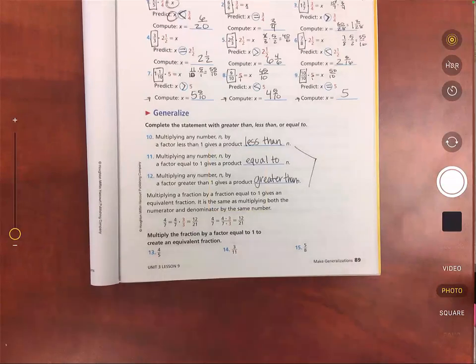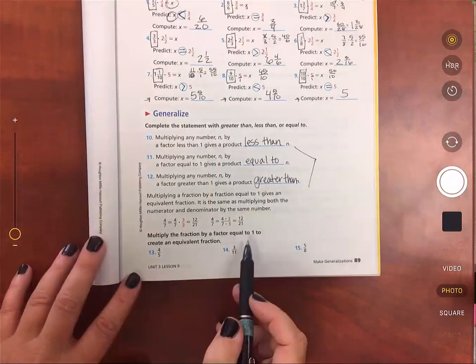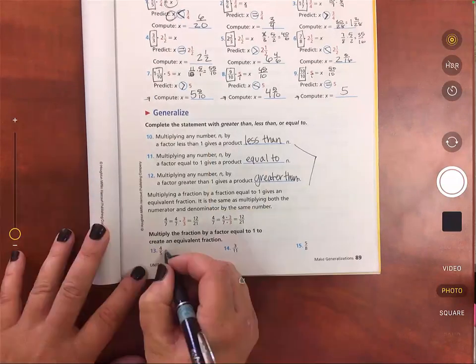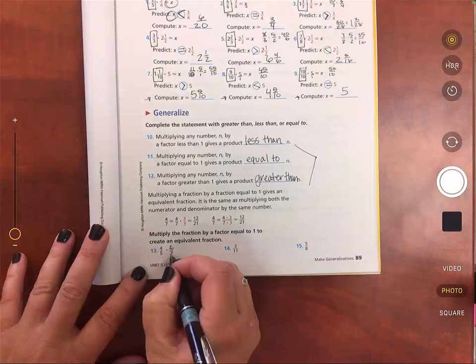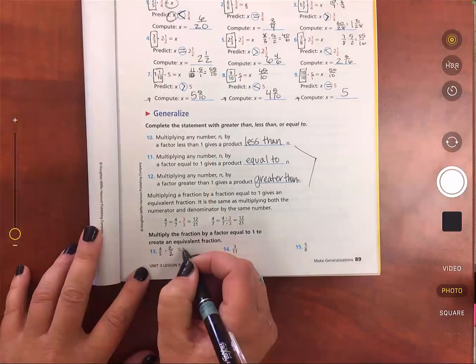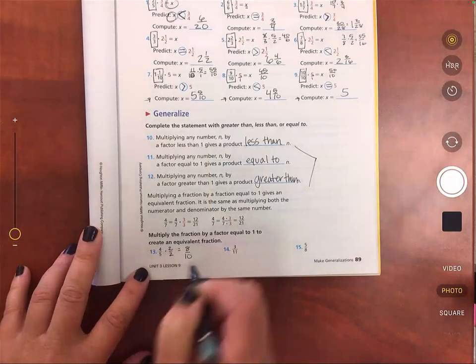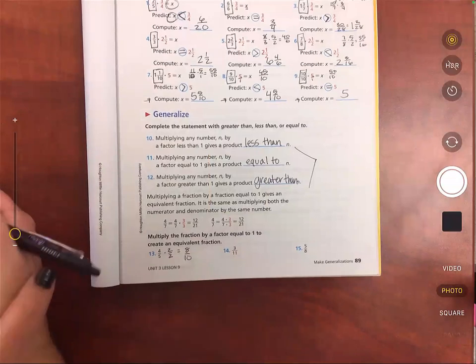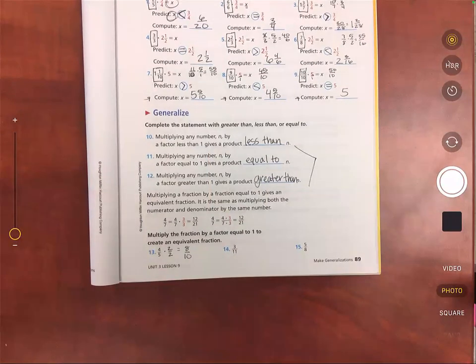Down at the bottom, they just want us to find some equivalent fractions by multiplying by something equal to 1. So I might multiply it by 2 over 2, because is 2 over 2 equal to 1? Yes. So 4 times 2 is 8, 5 times 2 is 10. So 4/5 and 8/10 are equivalent. As long as you're multiplying the numerator and the denominator by the same number, you know they're equivalent. We've used this for all of our adding and subtracting.